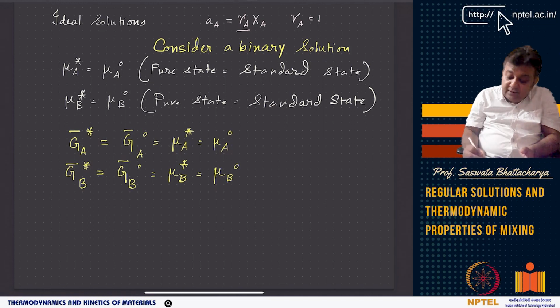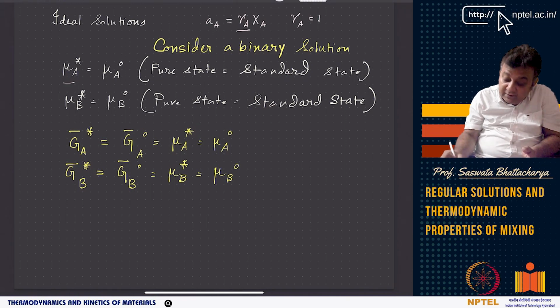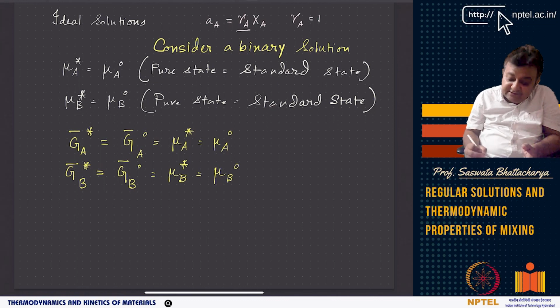If you look at a binary solution, for example, mu A star is nothing but the chemical potential of pure A, the chemical potential of A in the pure state. The star indicates the pure state, and we can write that this is equal to the standard state. The pure state can often be taken as the standard state or reference state. Similarly for B, you can take the pure B, mu B star, to be the reference state or the standard state.